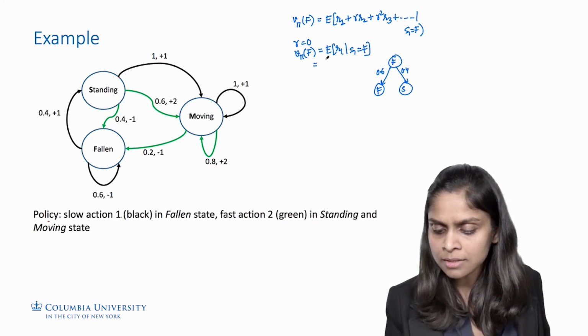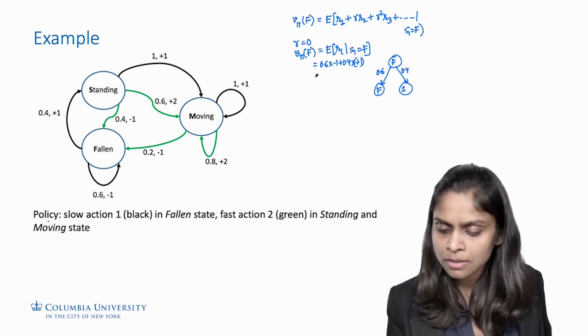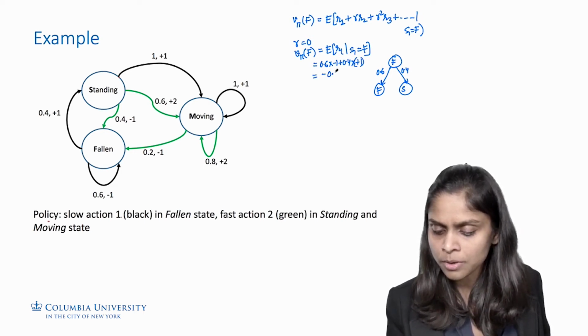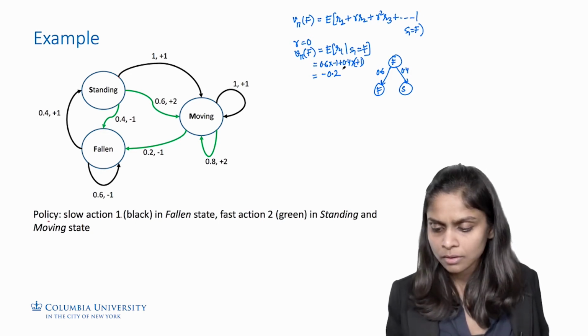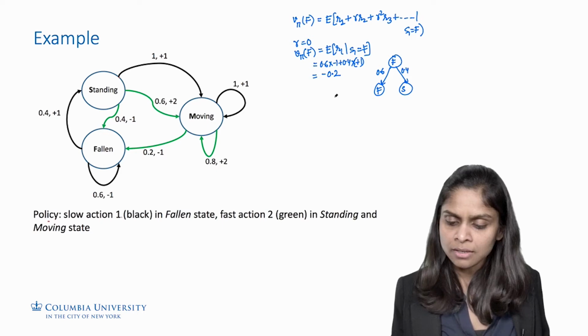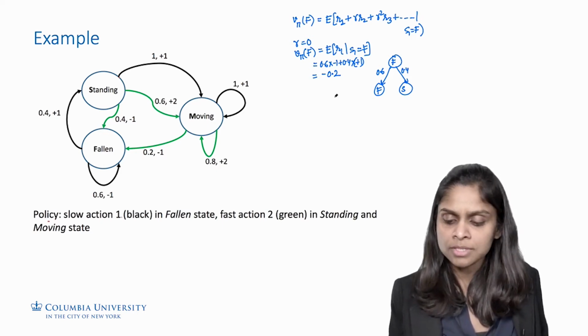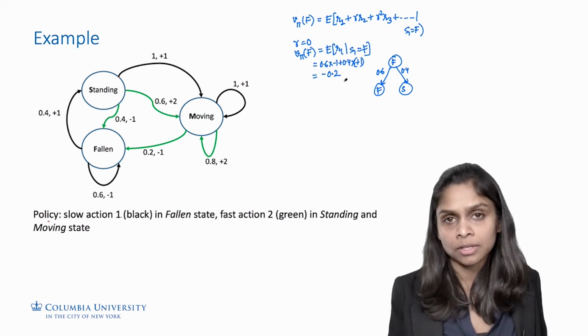So the expected immediate reward is 0.6 times -1 plus 0.4 times +1, that's -0.2. So this is for gamma equals 0. It appears here that the robot should not try to stand up because it's getting negative reward as a result.